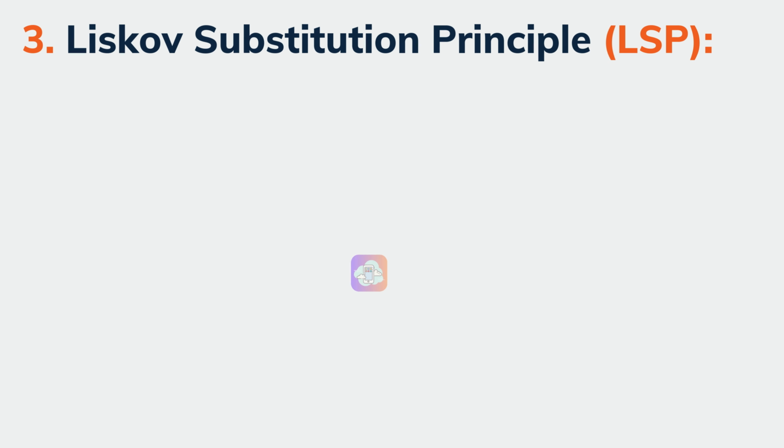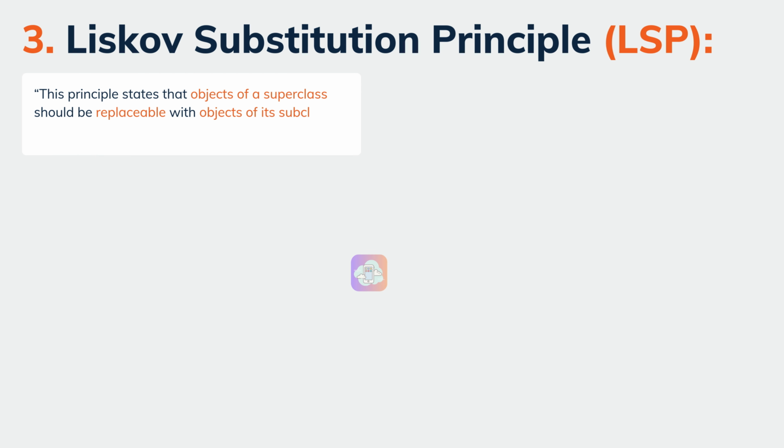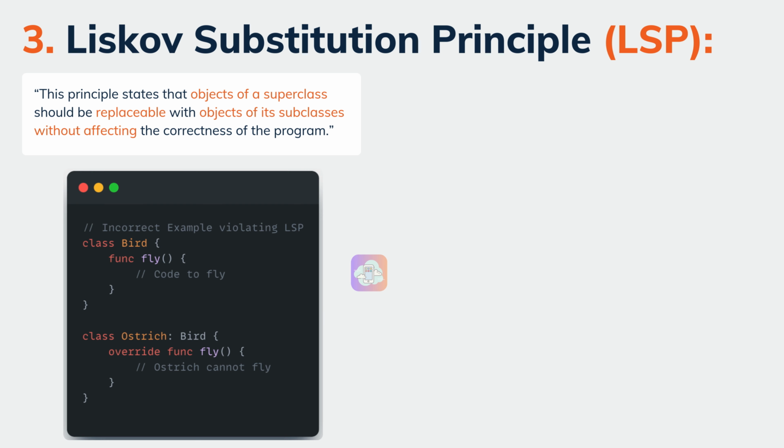Third, Liskov substitution principle, or LSP. This principle states that objects of a superclass should be replaceable with objects of its subclasses without affecting the correctness of the program. Let's consider a simple bird class.